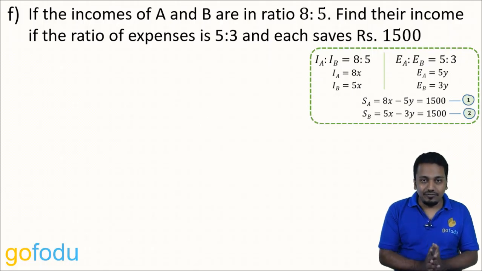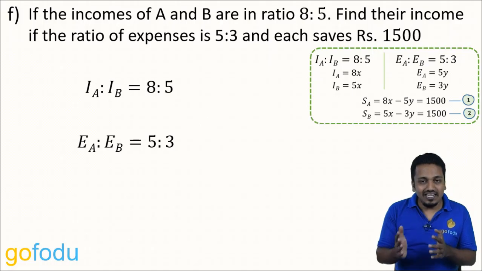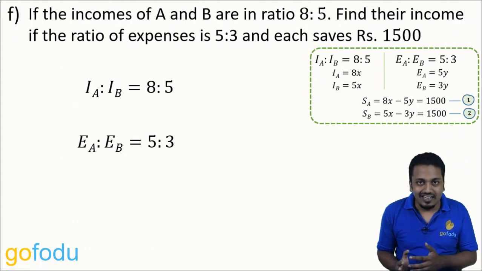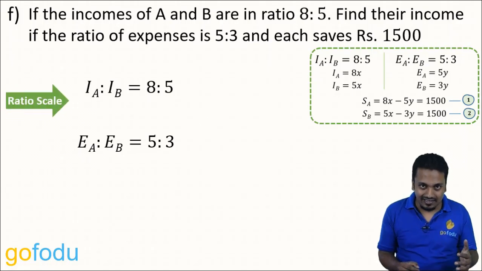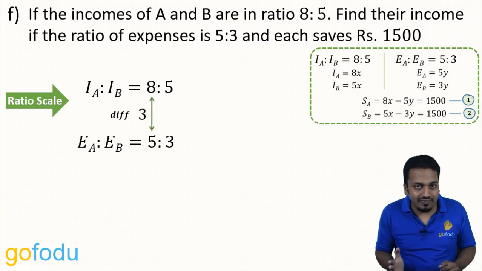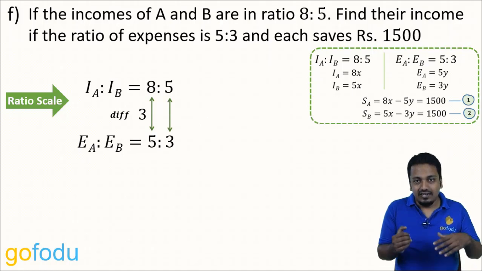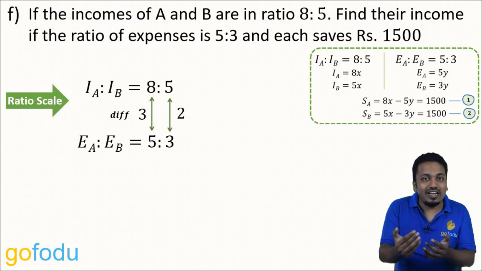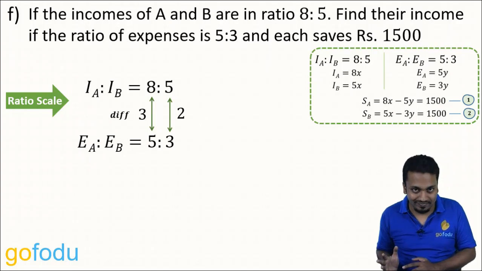They both are saving 1500. Now, write the ratios of incomes and expenses. Saving is income minus expense, and the difference on ratio scale, the difference of income term and expense term of A is 8 minus 5, that is 3, and the difference for income term and expense term for B is 5 minus 3, that is 2.